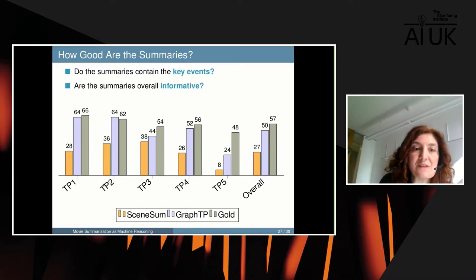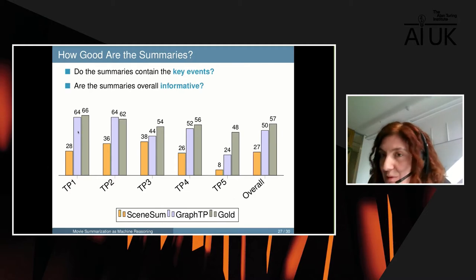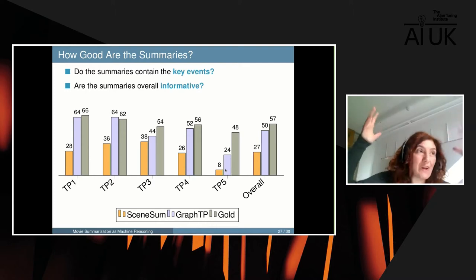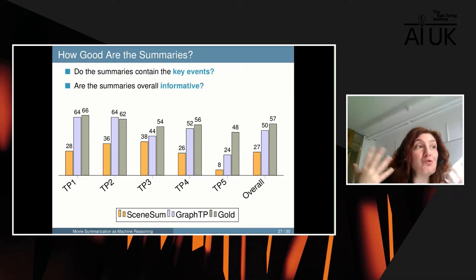And the first thing you notice, per turning point, is that it's relatively okay at identifying the first turning point. This is the opportunity, doing very well at identifying the change of plans, not so well at identifying the point of no return, where the character is committed to their goal. Okay at identifying the major setback, and climax, where things get out of control, is rather difficult for the model. And overall, there is a 5% difference, so there's a lot of work to do to reach the upper bound, which is how well humans identify these turning points.